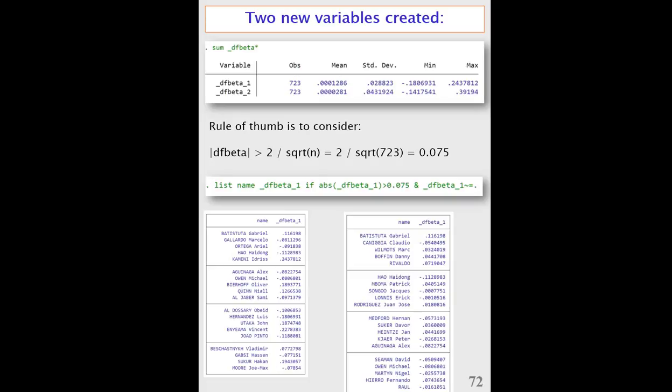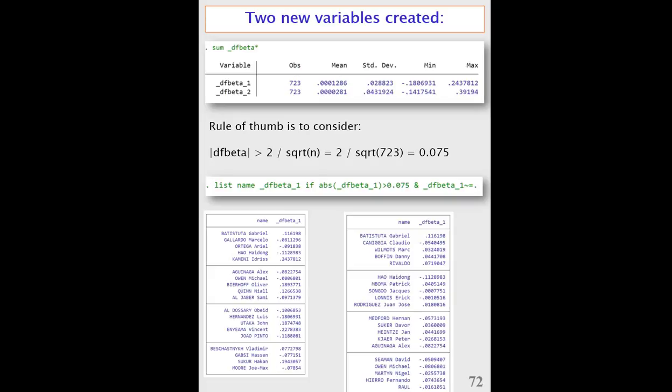Same thing, but now for the second variable, dfbeta_2. Let's see. Yeah, I should have typed the dfbeta_2 here, but this is the same list, but now based on that same command for dfbeta_2. And now I see here, for instance, that Batistuta, who was in the set of potential outliers here, is also in the set of potential outliers over there. Suggesting perhaps that there is something particular about him that makes him different from all the rest.